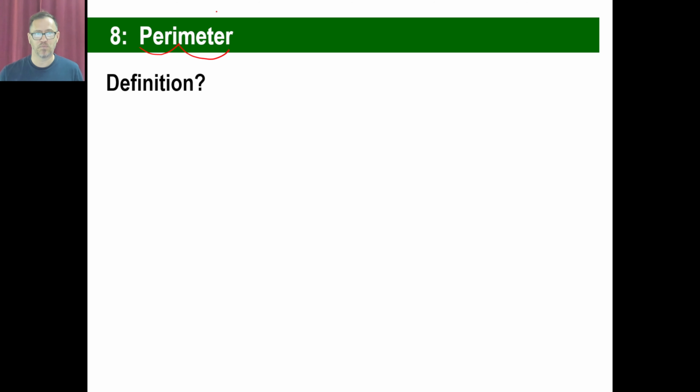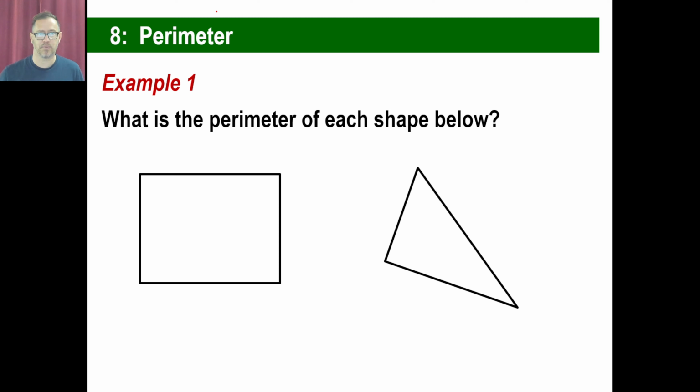So anyway, we'll talk more about the specific perimeter of a circle and different things like that later on. But just be aware, it's how far around something is. So let's do a couple of these.